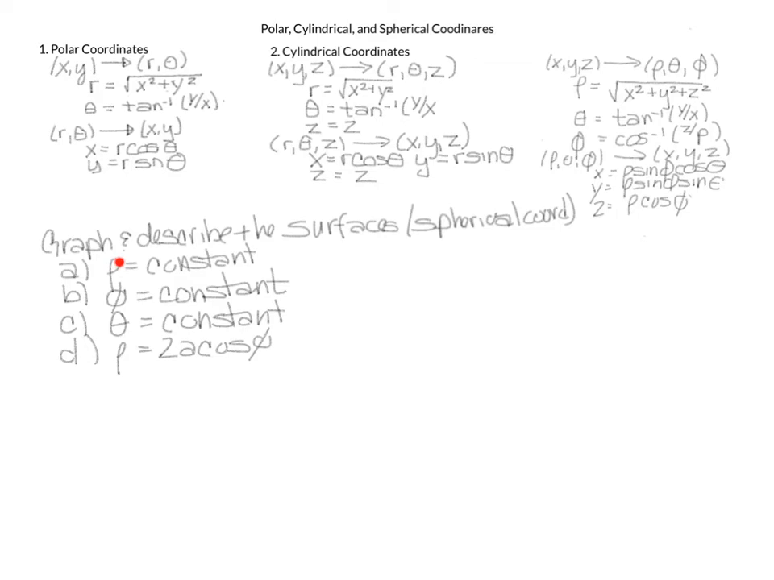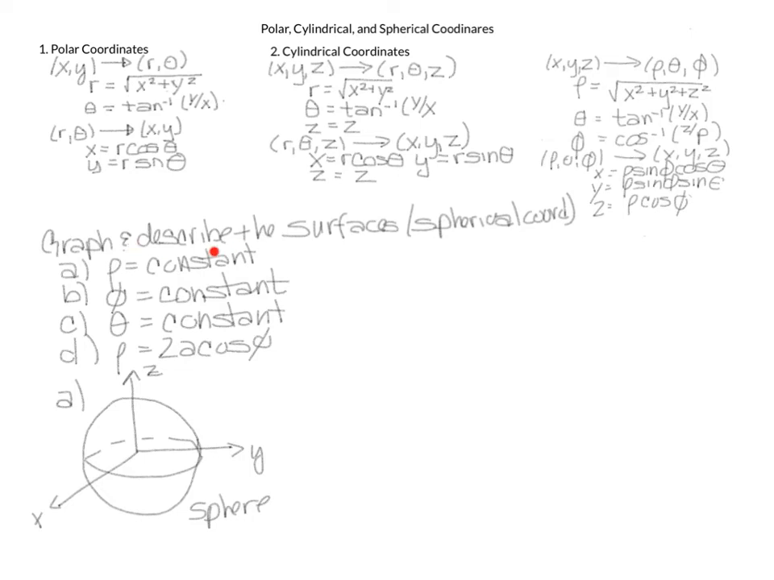Now we have some graph and describe the surface, and these are spherical coordinates now. We have a is rho equals a constant, b is phi equals a constant, theta equals a constant, and rho equals 2a cosine phi. Rho equals a constant is essentially the 3-dimension equivalent of when you hold a radius r fixed in 2 dimensions, right? If you hold r fixed, you get a circle, and when you hold rho in 3 dimensions constant, you get a sphere.